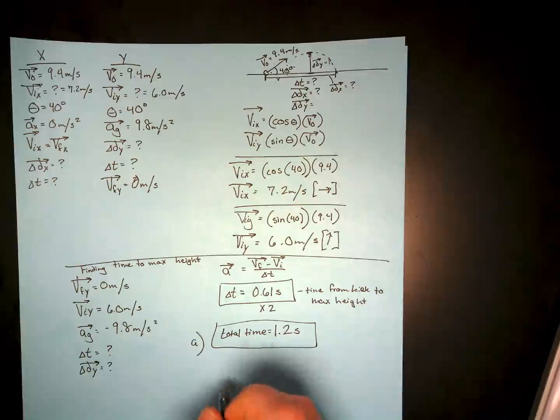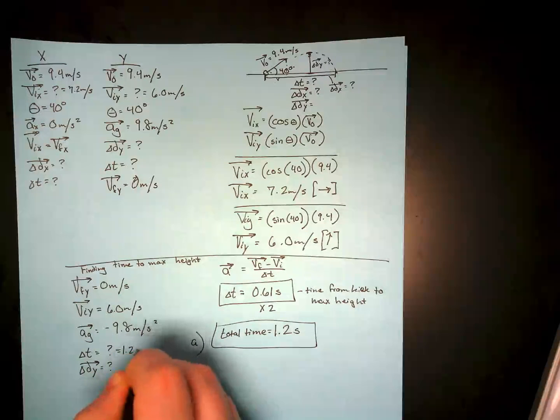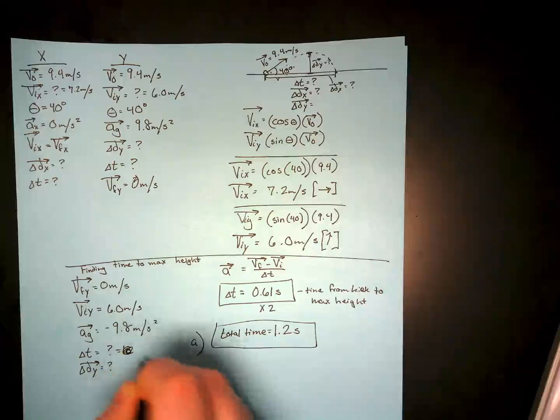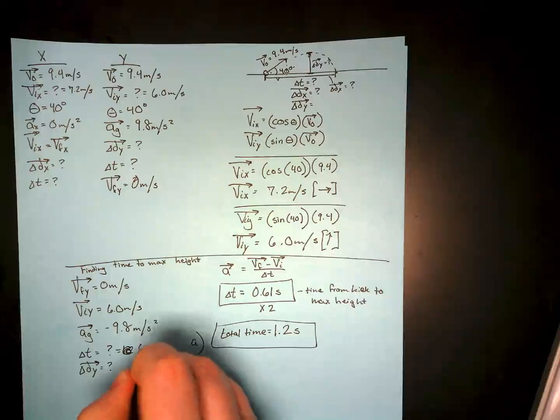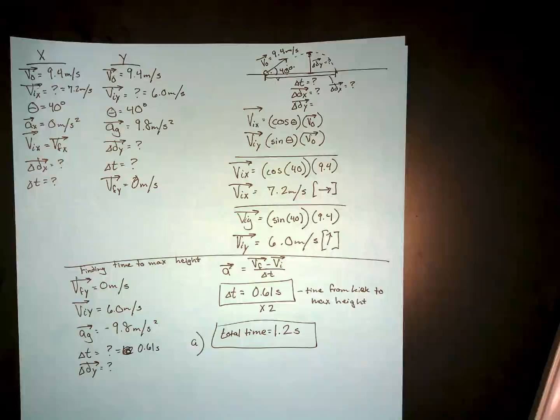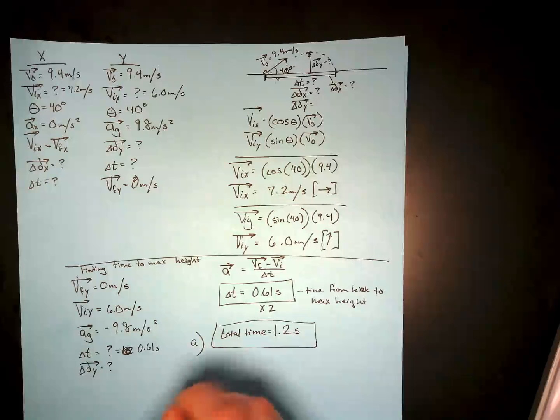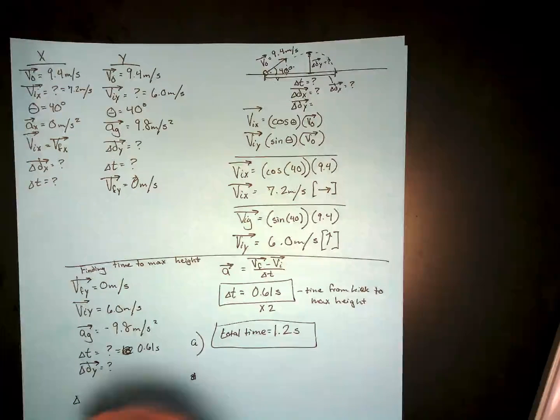Okay, so now let's try to solve for B. So let's try to find max height. So we've got time now. Time is not 1.2; in this case, for finding max height, it's going to be 0.61 seconds. And again, we have a number of equations that we could use in order to find this, but we should probably use this one over the other. Actually, I'm going to put it over here, we're going to use this equation.